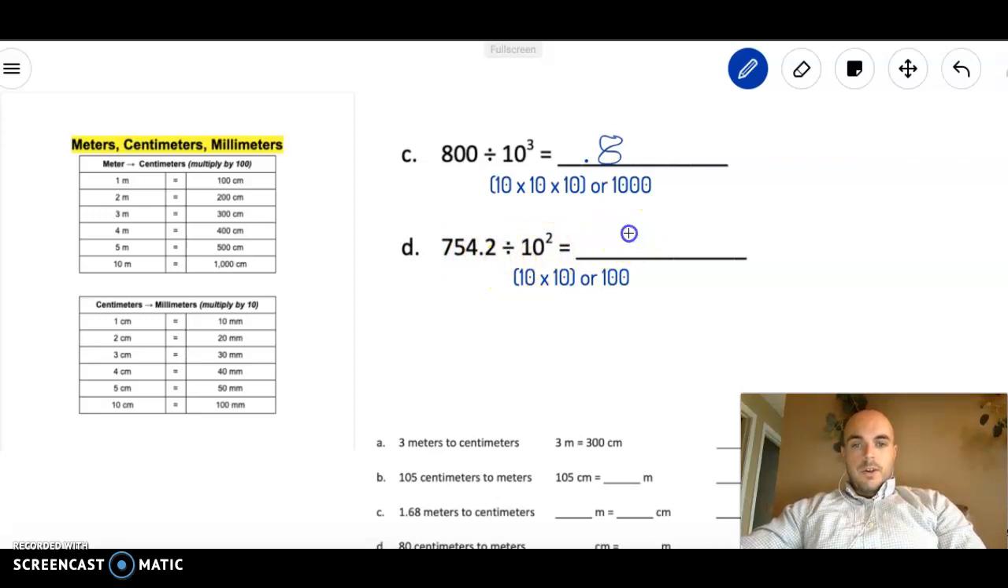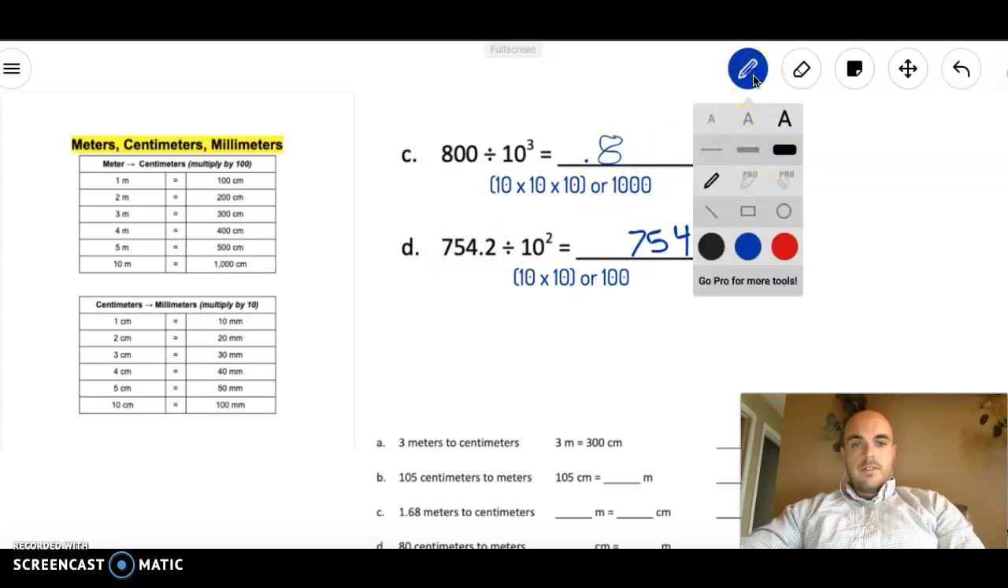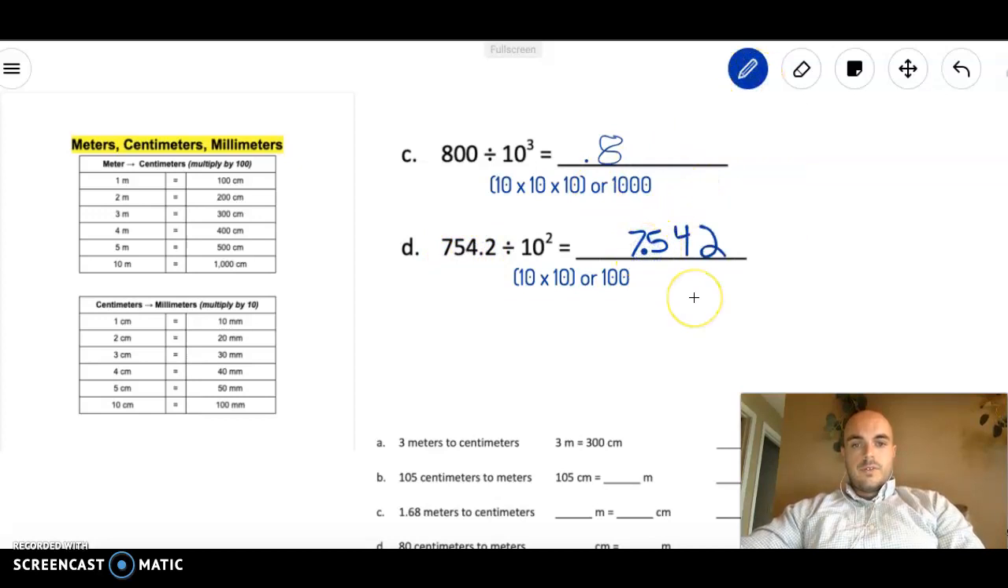So I'm going to write this number out, like so. Keeping in mind my decimal point's really there, but I don't want to have to erase it, not yet. So I'm moving it 100, so 2 places, 1, 2. So my decimal point's right there in between the 7 and the 5, like so. So again, I just moved it like that. So my answer is 7 and 542 thousandths, or 7.542.